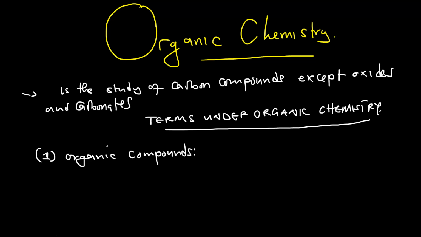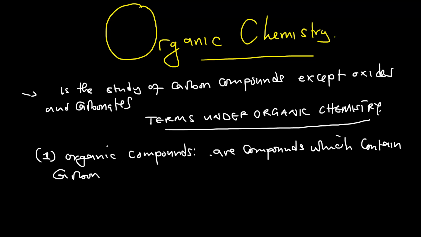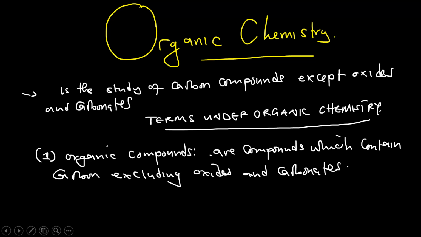Organic compounds are simply compounds which contain carbon but exclude oxides and carbonates. So that is how we can define organic compounds. Organic compounds are simply compounds which contain carbon but exclude any oxide or carbonates. Then the other term that we can look at is a second term under this one.